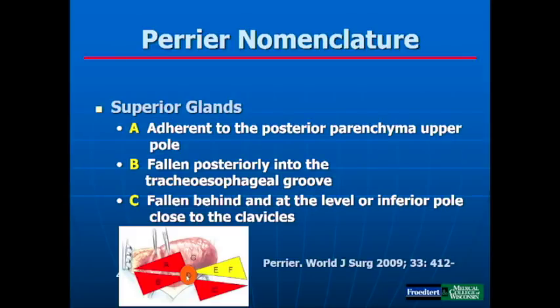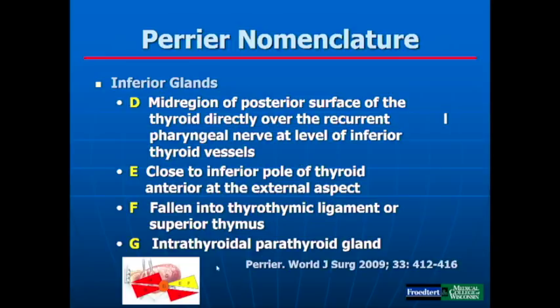The D is a difficult one. It is in the mid region of the posterior surface of the thyroid, directly over the recurrent laryngeal nerve at the level of the inferior thyroid vessels. And this is also a difficult gland for resection. The gland category E is close to the inferior pole of the thyroid, anterior and on the external aspect. And this is the easy gland. This is easy to see and easy to operate on.